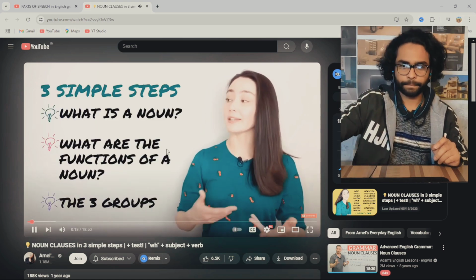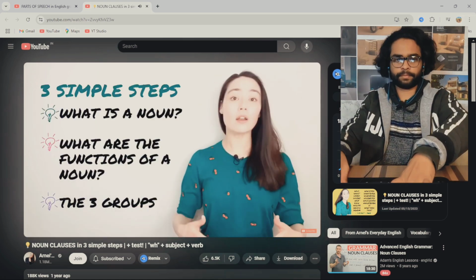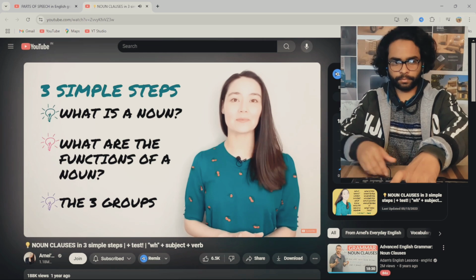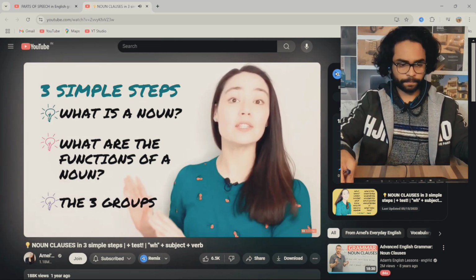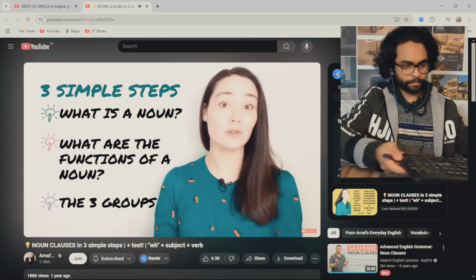Step 1, what is a noun? Step 2, what are the functions of a noun? And step 3, the 3 groups. If you can put all of these together, you can form a noun clause.